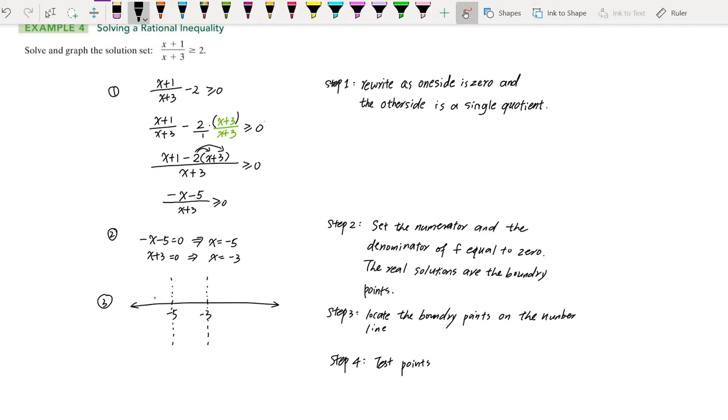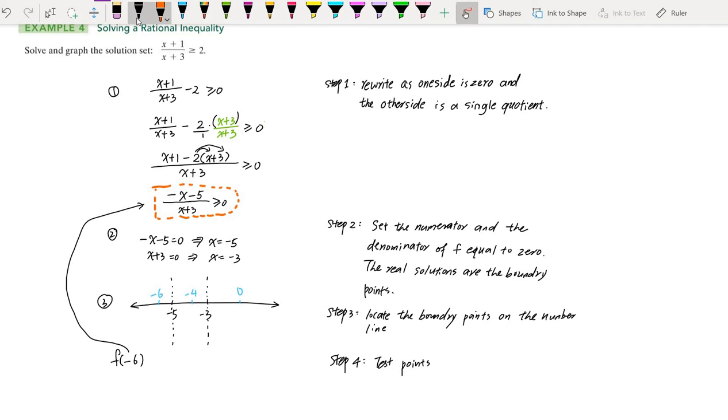So now we're going to pick a couple points. Let's use a different color. Let's pick negative 6. We're going to pick a point here, let's say negative 4. We're going to pick a point here, let's say 0. That's our testing points. So I'm going to plug this in, negative 6. We're going to plug it inside the inequality. Be careful on this.